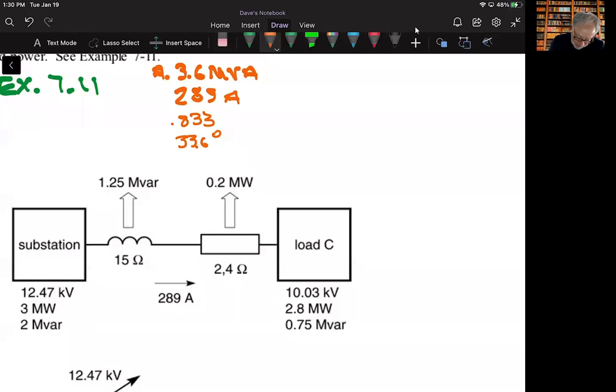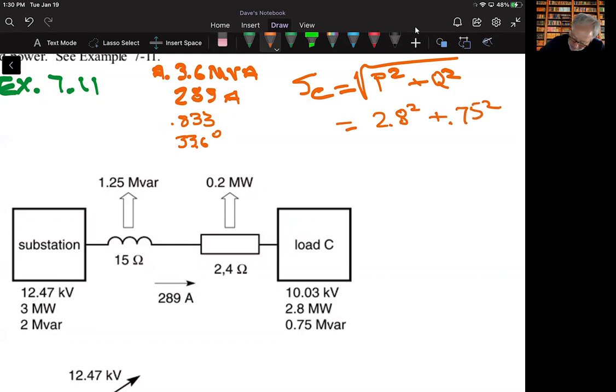The next thing we're going to do is determine the apparent power at the load. Very easy. It is the apparent power. Again, I think you're getting the idea here. We use this one a lot. Okay, so the power at the load, 2.8 squared plus 0.75 squared, and that number is going to come out to be 2.90 MVA, megavolt amps. And that is the apparent power supplied to the load.